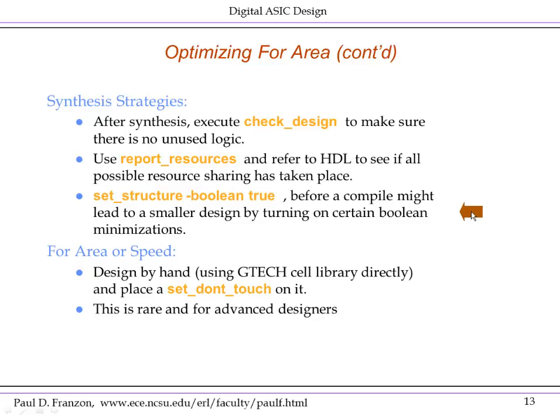There are various techniques to try to force synthesis to produce faster logic. Set structure boolean true, flatten it to 2 levels, and another. These are in the library. And finally, and this is fairly rarely done, you could be there ripping your hair out, saying synthesis isn't giving me the logic I want. Well, what you can do in that case is use the generic technology cell library. That's the generic cell library within synthesis.